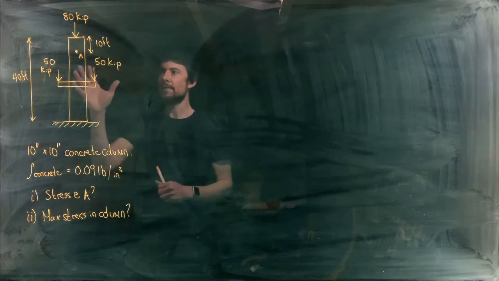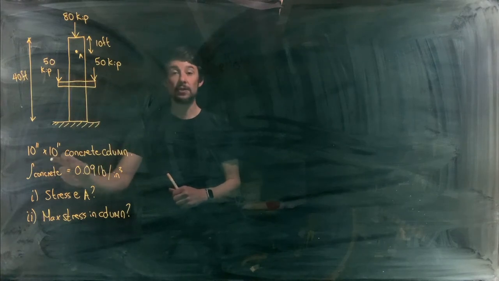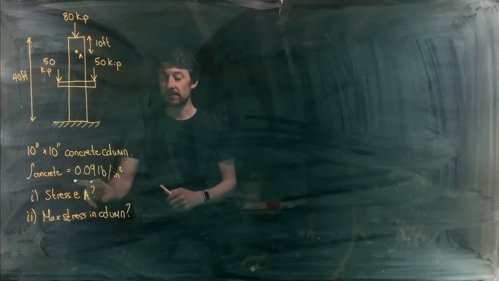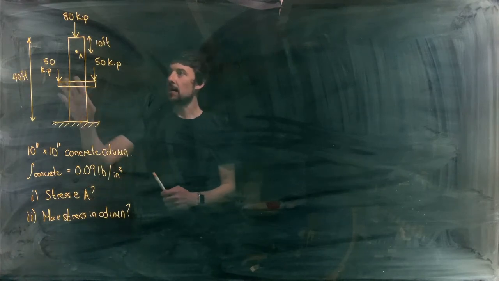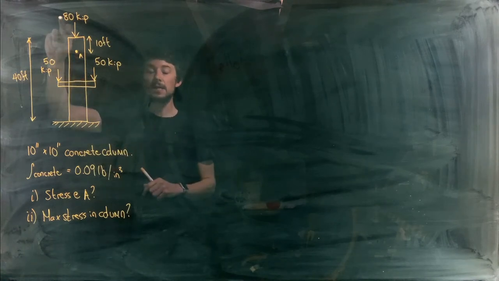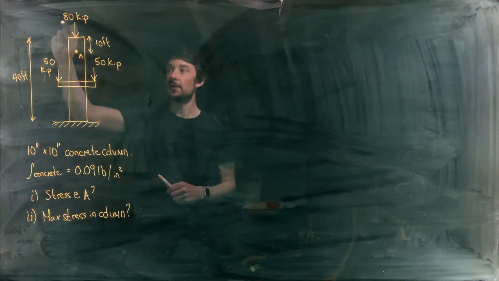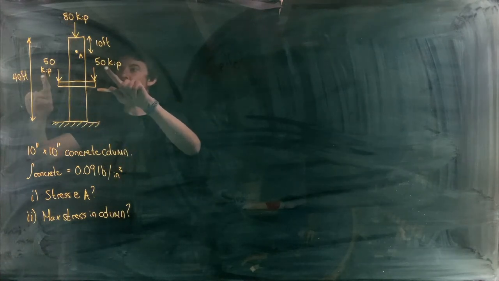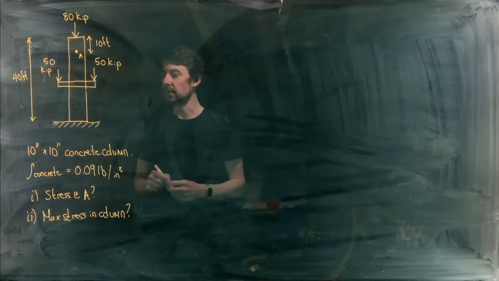So what we have here is a concrete column, square cross section 10 inches by 10 inches, and we're given the density of concrete in the problem, 0.09 pounds per cubic inch. And the column has a couple of different loads acting on it. It's got an 80 kip load. Now, one kip, 1 kilopound is 1,000 pounds, so this is 80,000 pounds here. And then we've got on this collar, two 50 kip loads sitting on that. So three external loads here in total.